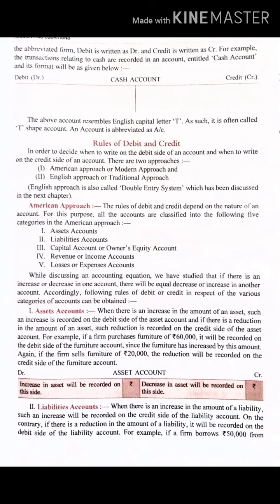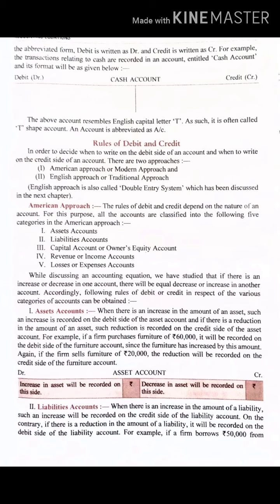Do remember, when there is an increase in the amount of an asset, such an increase is recorded on the debit side of the asset account. Okay, now suppose you have purchased machinery. You will make a T shape of machinery. One side is debit, another is credit. Left hand side is debit, right hand side is the credit.